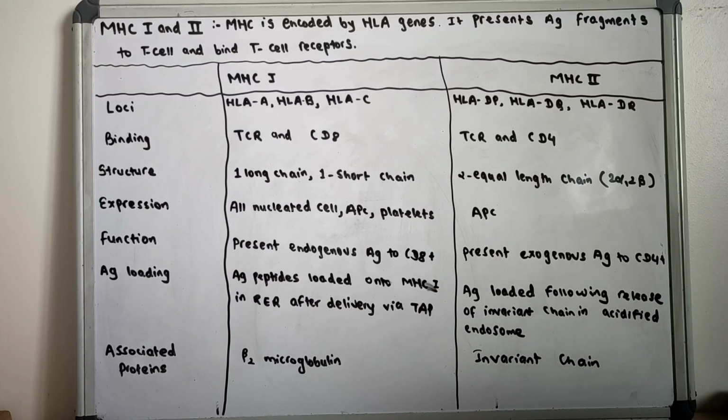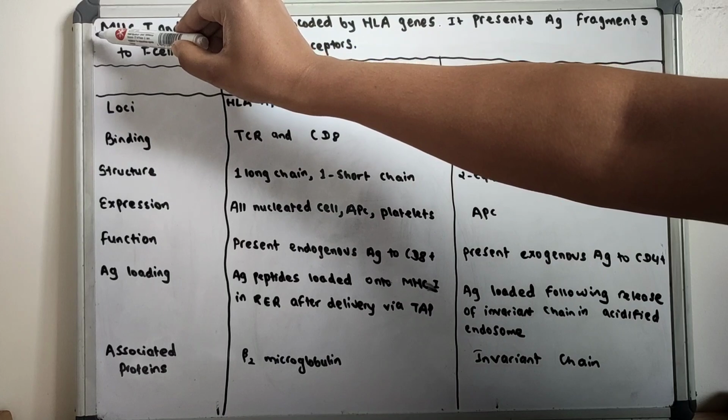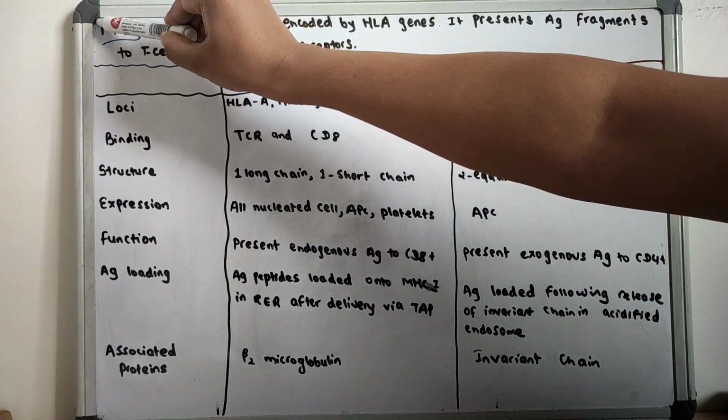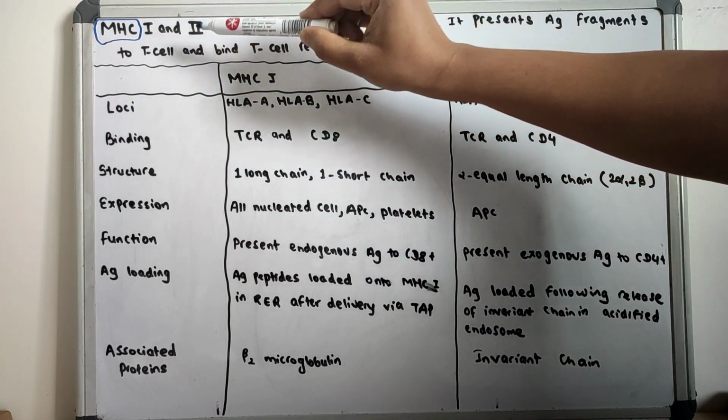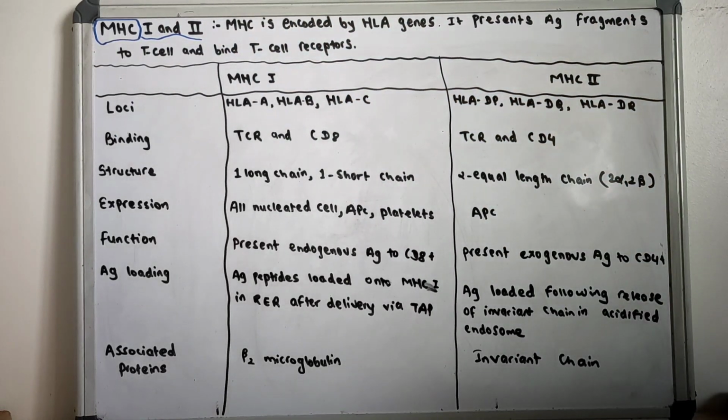So today we are going to talk about major histocompatibility complex. You have to know that there are two types of major histocompatibility complex. I'm going to say the major histocompatibility complex is MHC. So MHC stands for major histocompatibility complex. There are two types of MHC, the MHC1 and MHC2.